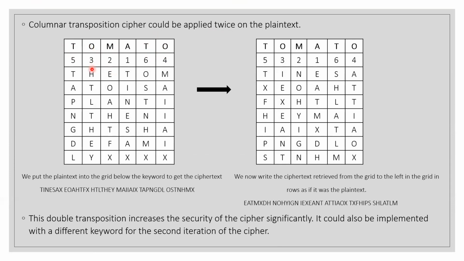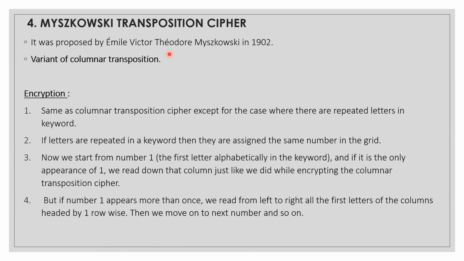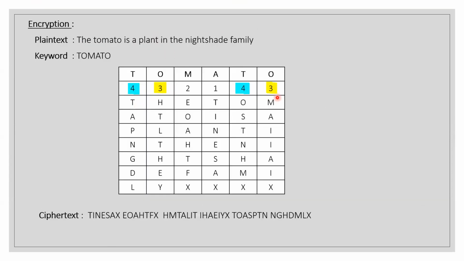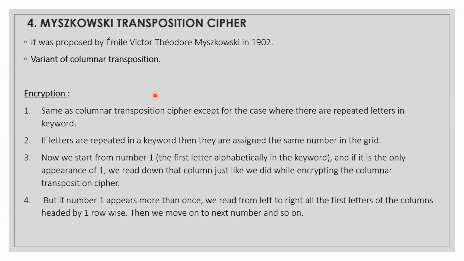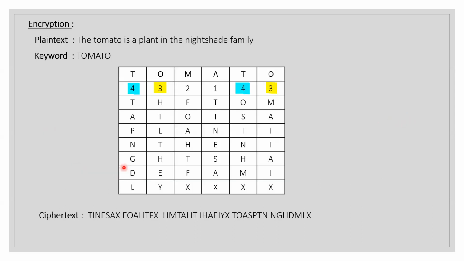So here we assigned a 3 to this O because it was appearing first in the keyword, and then 4 to this O. In Minkowski, what we do is assign the same number to these two letters which are repeating in the keyword. So it is the same as the columnar transposition cipher, except for the case where there are repeated letters in the keyword. Then the same thing.